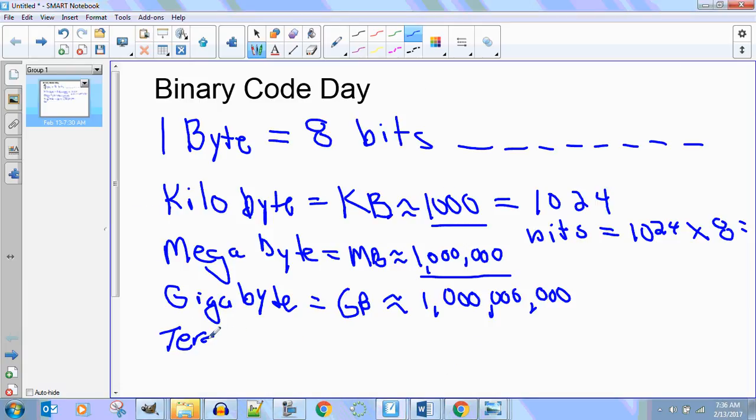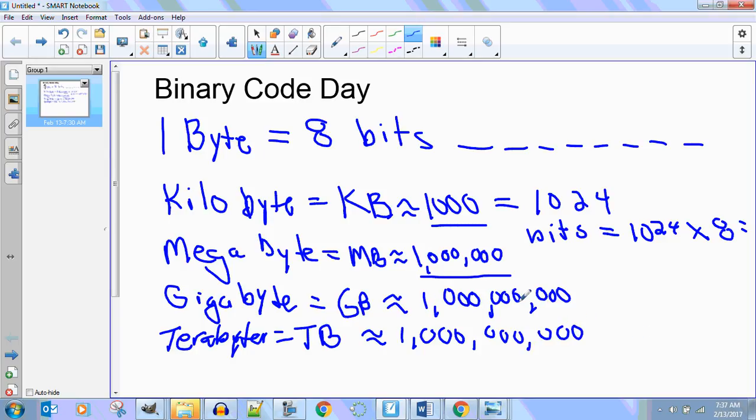So a terabyte is equal to a TB, and this is going to be 1,000 times 1,000 times 1,000 times 1,000. Okay, which is 1, 2, 3, 4, 5, 6, 7, 8, 9, 10, 11, 12. 12 zeros.